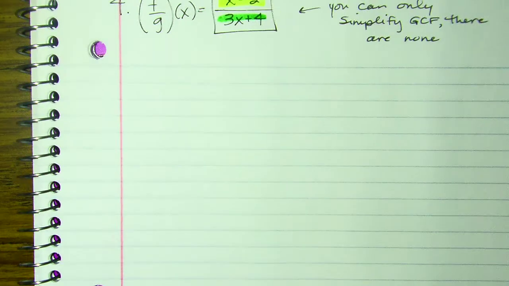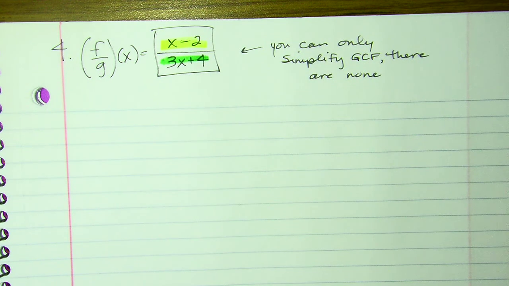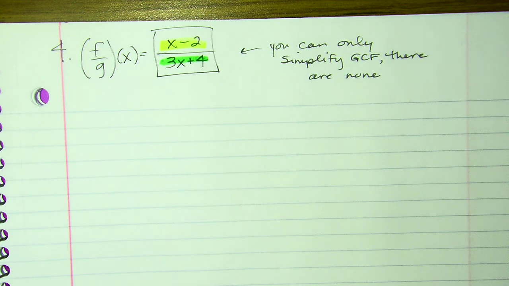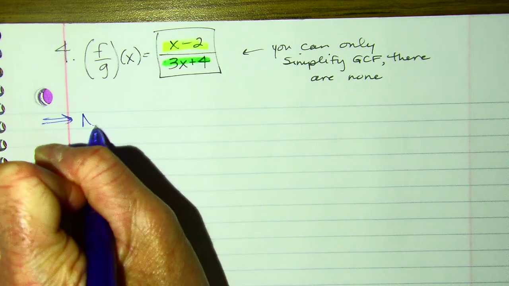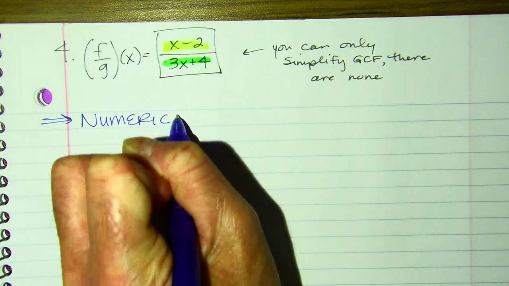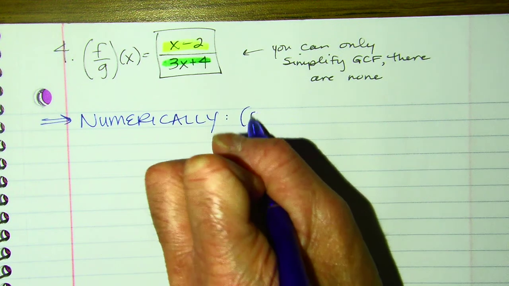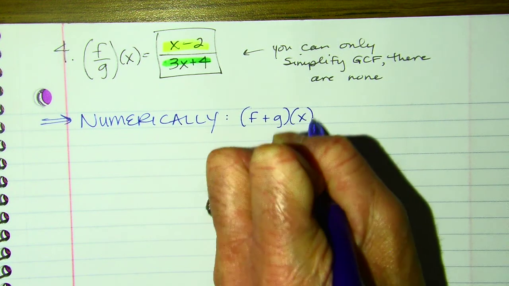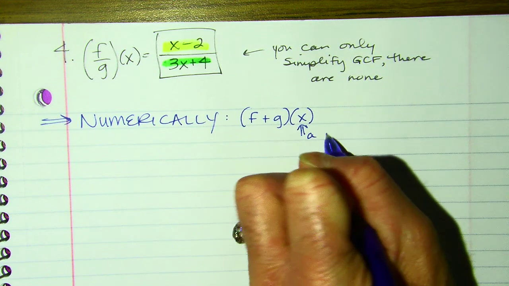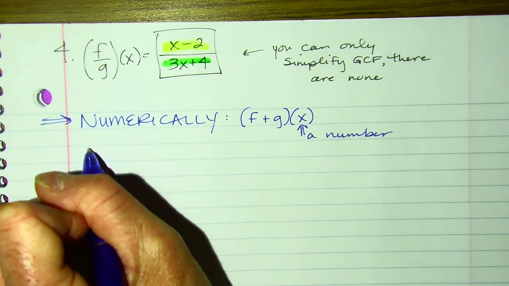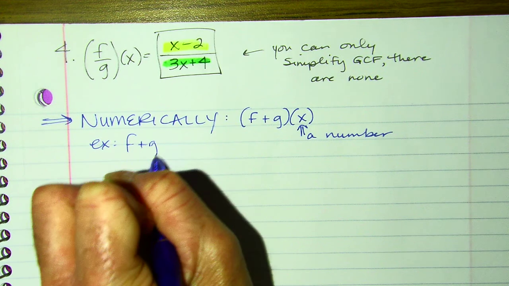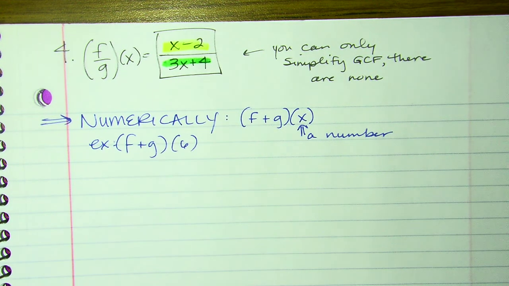And now we're going to talk about what to do with functions, how to simplify functions numerically. Okay, so that is the second part. And numerically is when instead of writing x, so instead of writing f plus g of x, this will now be a number. So example, that will be f plus g of 6. So numerically means they're going to give us a number to use instead of x.